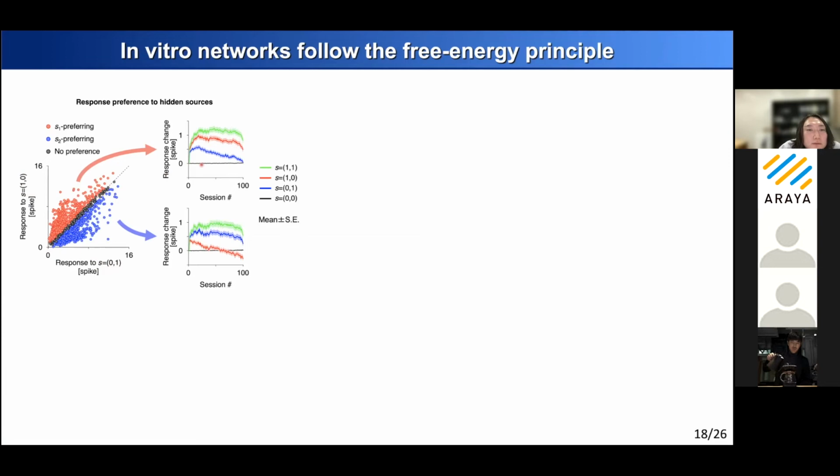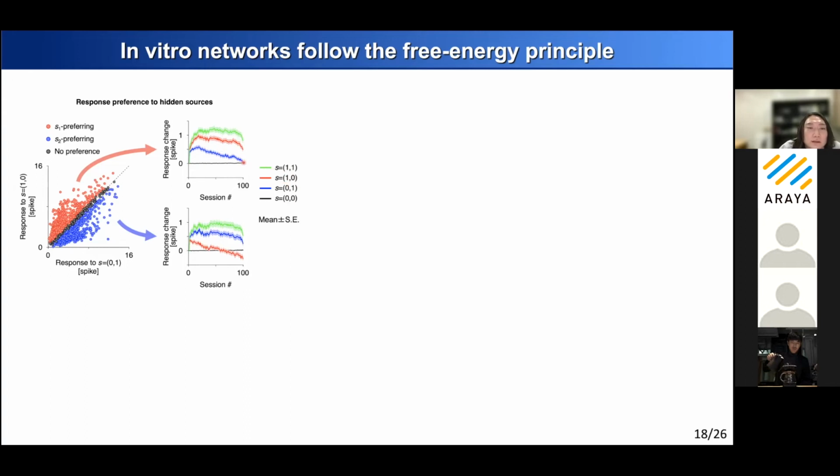in this plot, we plot the change from the initial firing rate, the initial response intensity. So during this training process, this group of neurons self-organized to respond higher to source one, but not source two, because here the green line indicates the response when the source state is (1, 1), and the red line indicates the response when the source state is (1, 0). This means that irrespective of the source two state, when source one is 1, those neurons respond at a high level, but when source one is 0, their response is low.